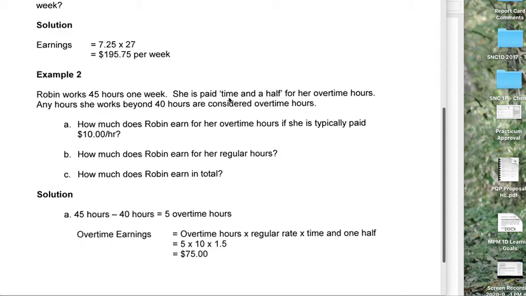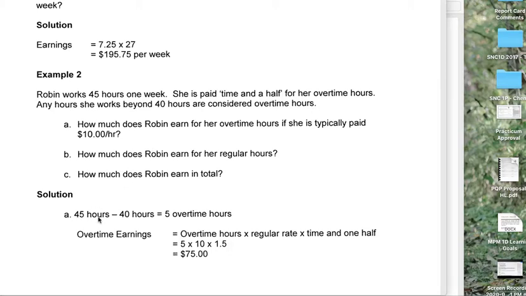Example 2 says Robin works 45 hours in 1 week. She is paid time and a half for her overtime hours. So we did a little bit of time and a half work before March break. Any hours she works beyond 40 hours are considered overtime hours. So a couple questions here. How much does Robin earn for her overtime hours if she is typically paid $10 per hour?